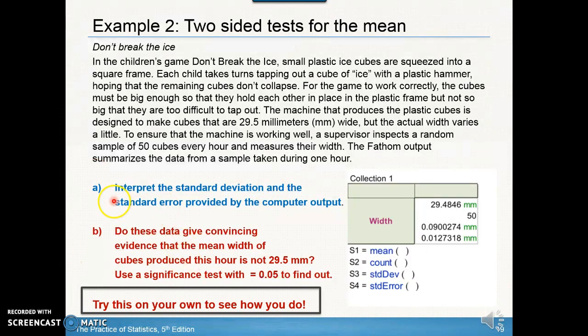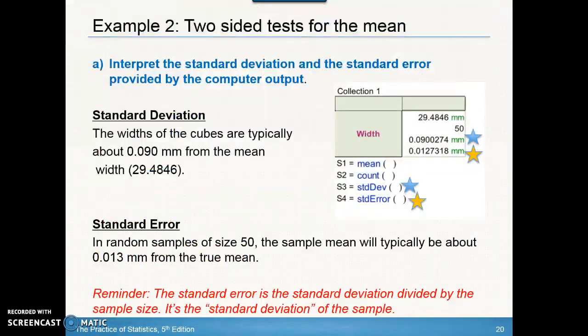Okay, so first thing we're going to do is interpret the standard deviation and the standard error. I wanted you to see what those two mean, provided by the computer output. And then we're going to ask, does the data give convincing evidence that the mean width of the cubes produced in this hour is not 29.5 millimeters? We're going to use a test of significance with alpha equals 0.05. So go ahead, try this one on your own, hit pause, and then see how you do on the next couple slides.